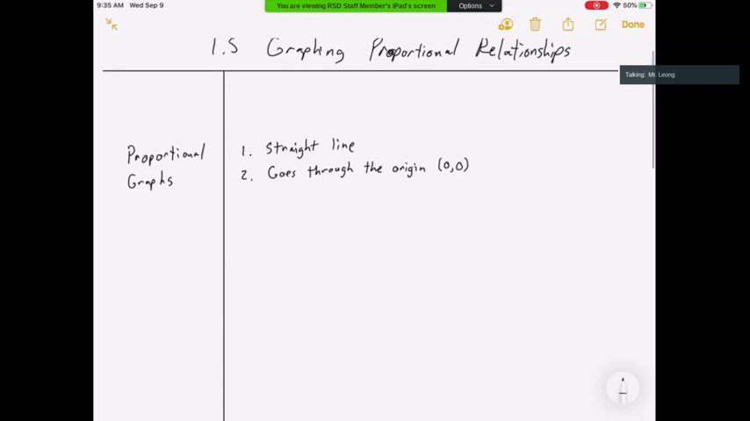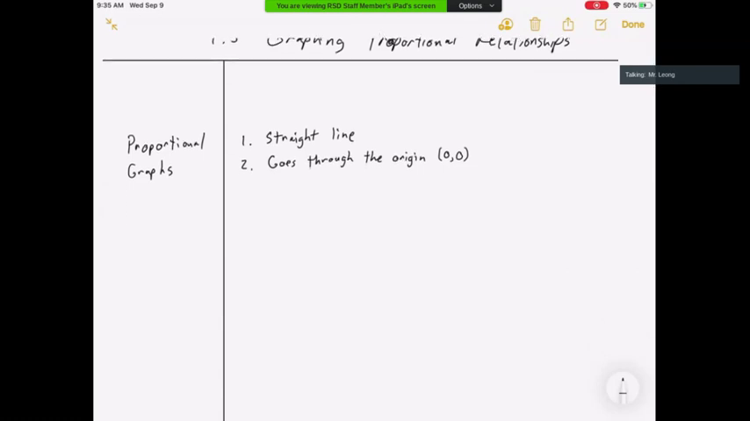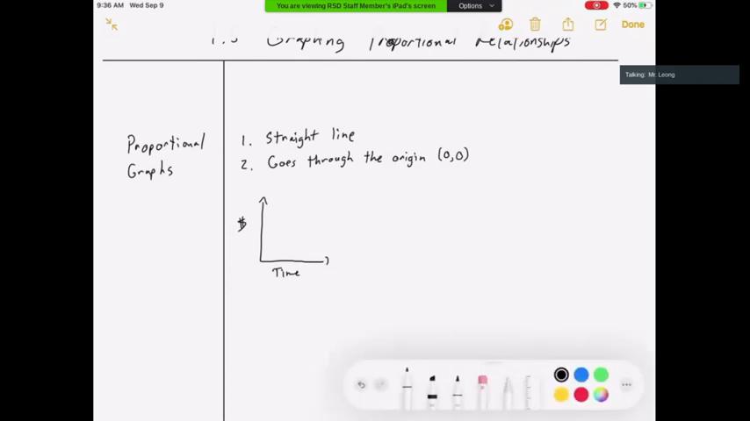I'm just going to put a few mini graphs here. If you need more space and want to write it out differently than I am, that's fine. First, let's say we had a little graph. If you had a ruler, you can use a ruler, or you can just hand sketch it. Let's say on the bottom, the x-axis was time, and on the y-axis was money. So however much time you work, the more money you get, right? And let's say our graph looked like this.